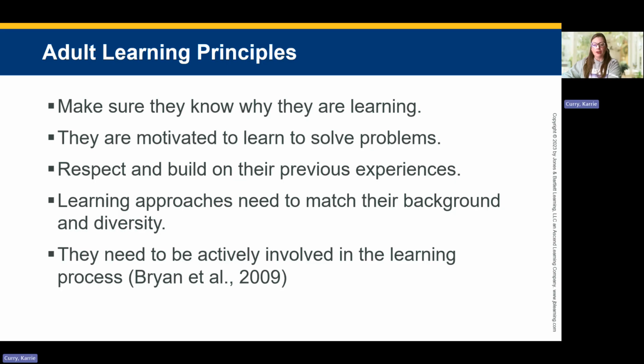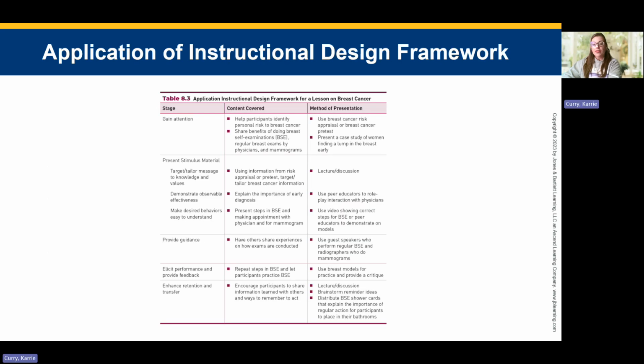Adults need to know why they're learning something. They are often motivated by problem solving, and effective interventions respect their experiences and actively involve them in the learning process. This table shows how instructional design theory translates into practice. Each learning stage aligns with specific content and teaching methods.